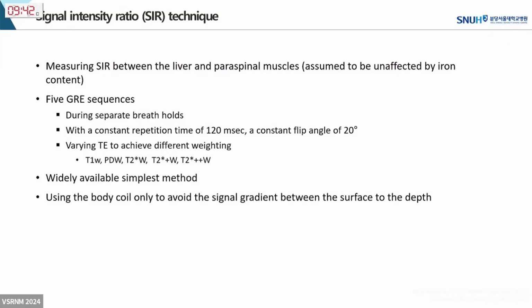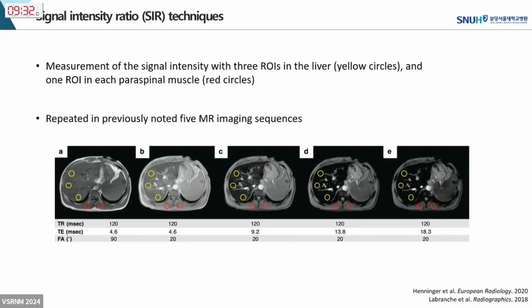It is a widely available, simplest method. It should be performed using the body coil only to avoid the signal gradient between the surface and the depth. Signals were measured using 3 ROIs in the liver and 2 ROIs in paraspinal muscles, and these measurements were repeated in the previously noted 5 MR imaging sequences.